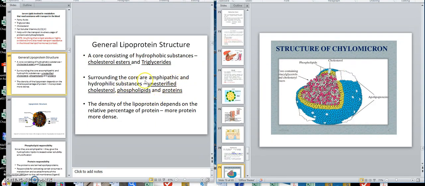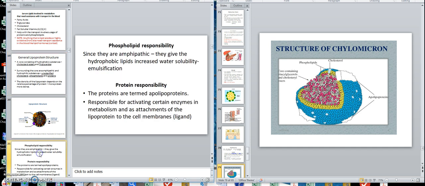So surrounding the core are amphipathic and hydrophilic substances and things of this nature. The density of the lipoprotein depends on the relative percentage of the protein. The more protein, the more dense. And we'll be seeing that. But this is the general structure: protein on the outside, lipids kind of tucked in. Okay? So we'll go further.